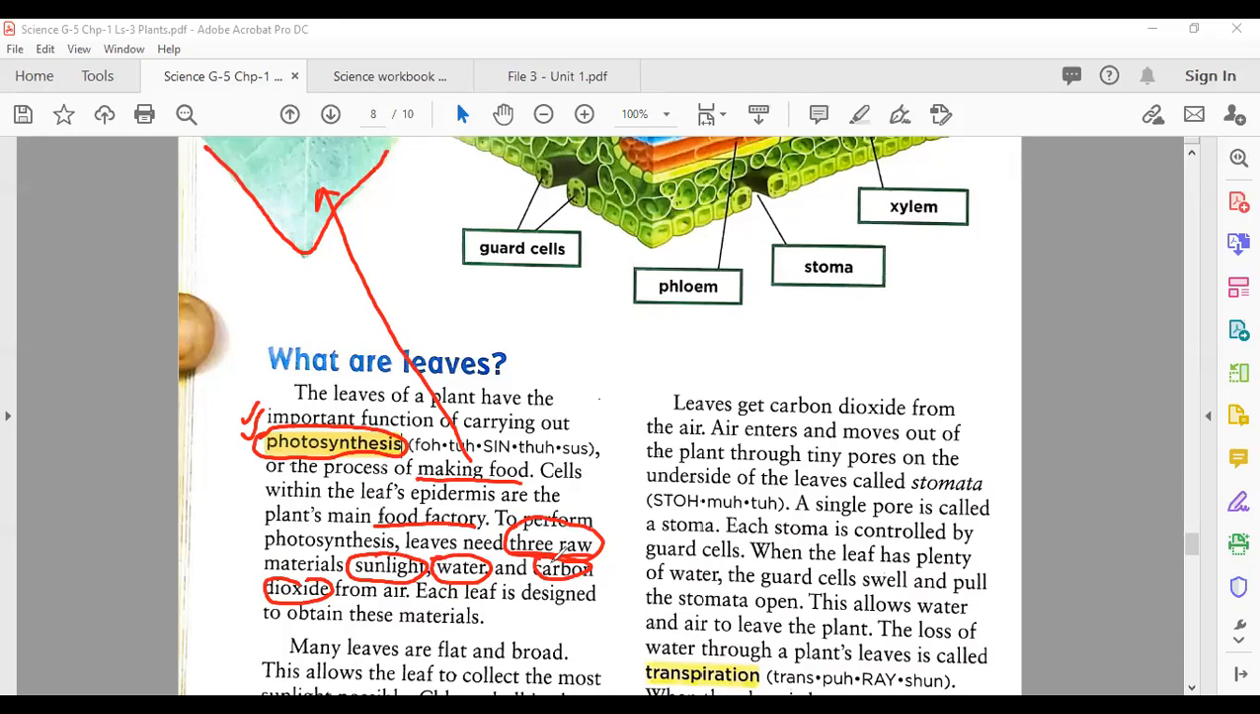Same like this, to make food for a plant, plants need number 1, sunlight, number 2, water, and number 3, carbon dioxide. Now, if you have any question, please raise your hand, otherwise type no in the chat.